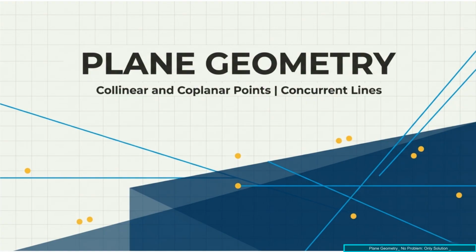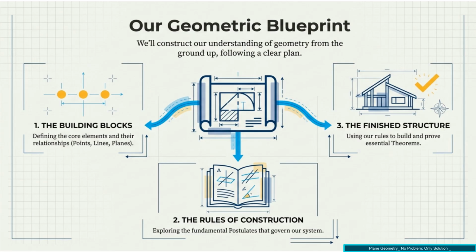Welcome to our third video explainer on plane geometry, focusing on collinear and coplanar points and concurrent lines. Our geometric blueprint follows a clear plan. We start with the building blocks like points, lines, and planes. Next, we explore the rules of construction, the postulates that govern our system. Finally, we use these rules to build and prove theorems, our finished structure.